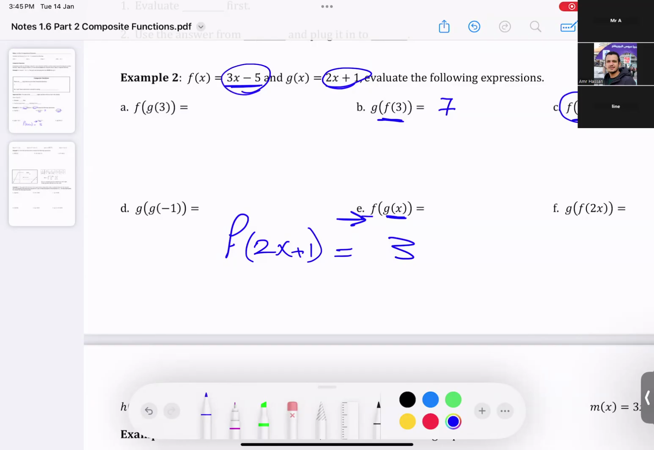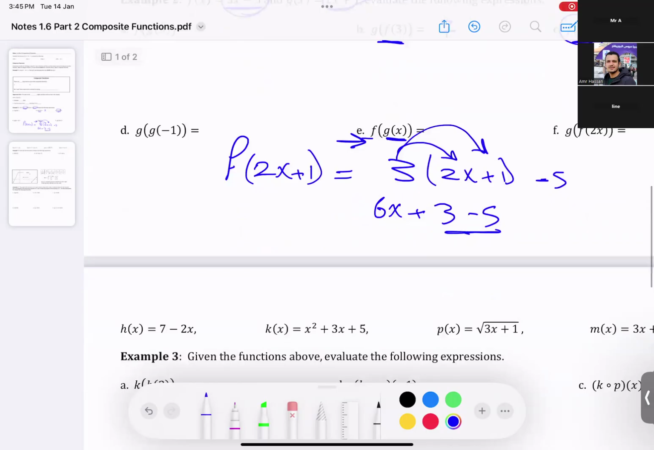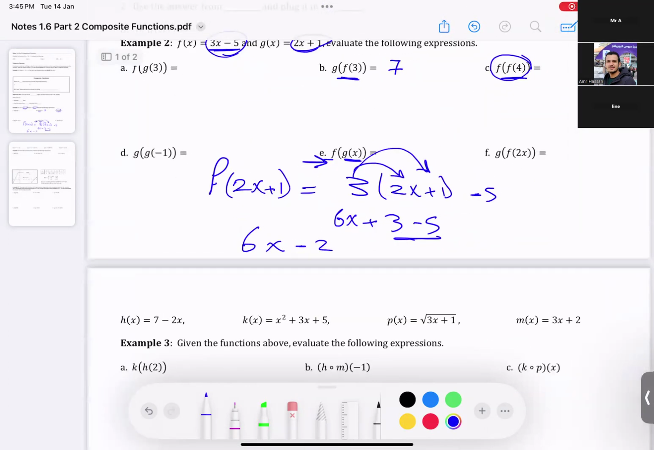But instead of writing x, I'm going to write 2x plus 1 minus 5. And then I need to distribute it. So this one looks like 6x plus 3 minus 5, right? Yeah. So this one, I need to combine them together. So it's going to be 6x minus 2, or negative 2, right? Because 3 minus 5 is negative 2. Do you understand that? No, I understand. Okay.